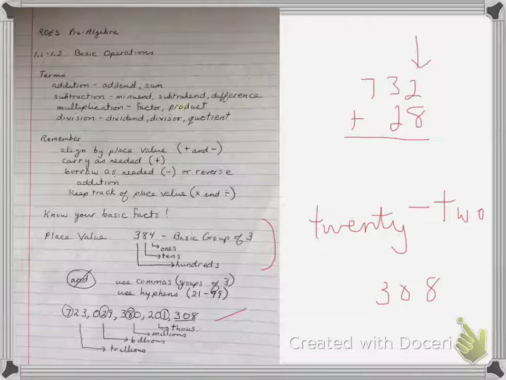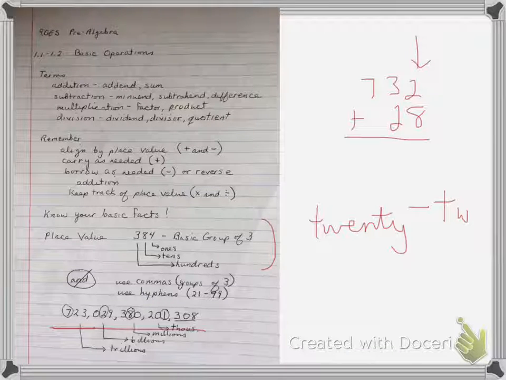The next group is going to be in the millions place. So if I were reading this whole thing, I would read 380,201,308. The next group is in the billions place. So if I were reading this whole number, I would read 29,380,201,308. And finally, the last group here is in the trillions place.